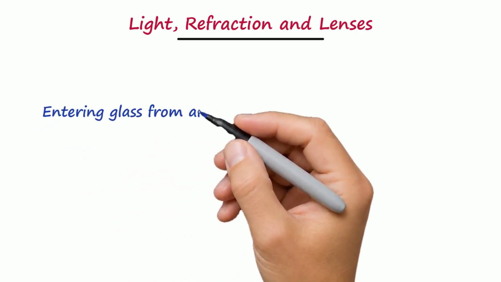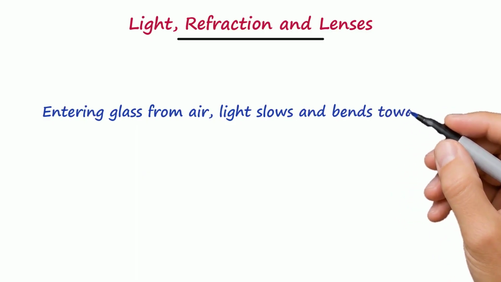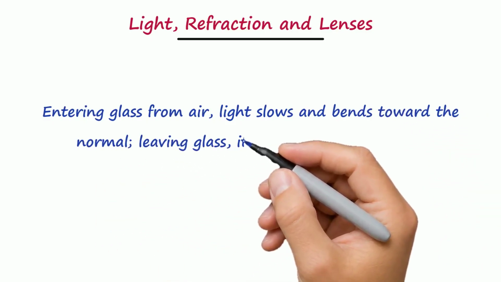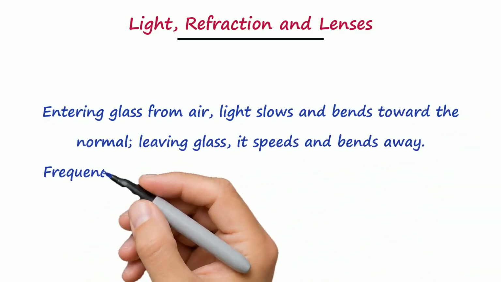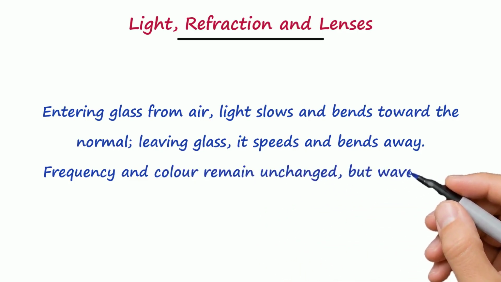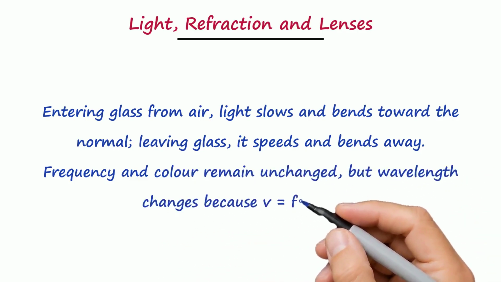Entering glass from air, light slows and bends toward the normal; leaving glass, it speeds up and bends away. Frequency and color remain unchanged, but wavelength changes because v equals f lambda.